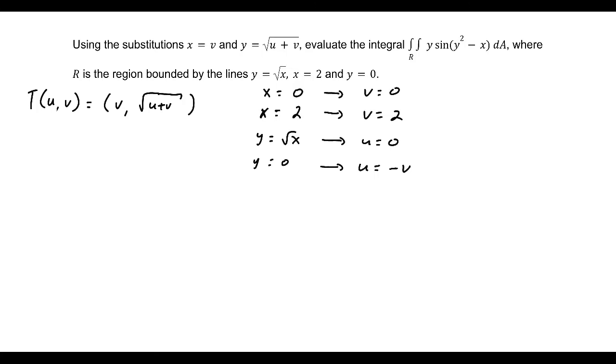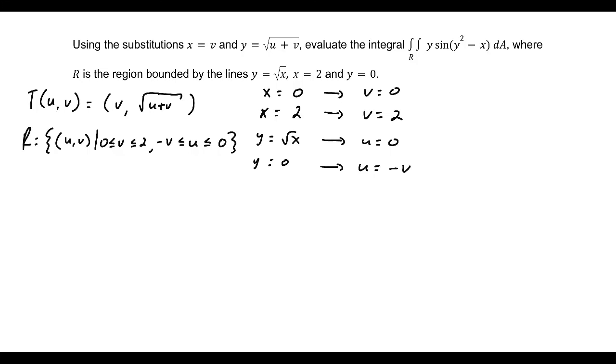So we can describe our region R as the set of all ordered pairs (u, v) such that v is bounded between 0 and 2. That is, 0 is less than or equal to v is less than or equal to 2, and negative v is less than or equal to u is less than or equal to 0. Now the order here I'm also thinking in is important based on what we know about this.